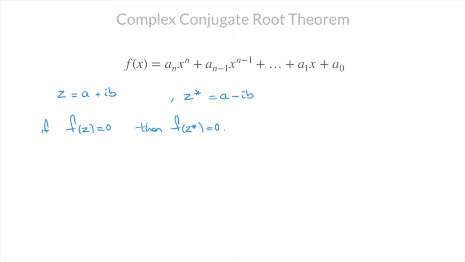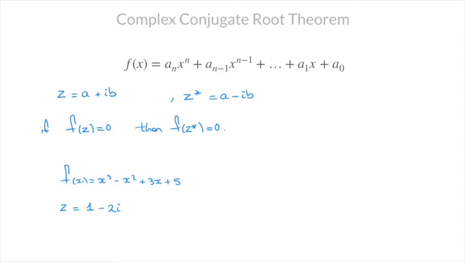Now what this actually means is that as soon as we have one complex root of a polynomial function, then we can state that its complex conjugate must also be a root. This means that complex roots of polynomial functions always come in pairs. For instance, the polynomial function, which I'll define as f of x, equals x cubed minus x squared plus 3x plus 5. One of its roots happens to be the complex number z, which equals 1 minus 2i.